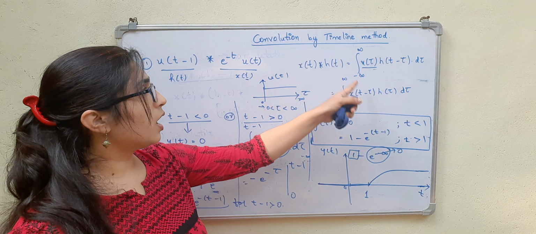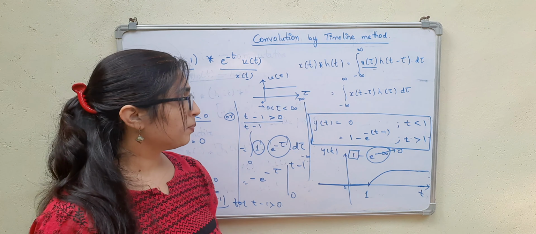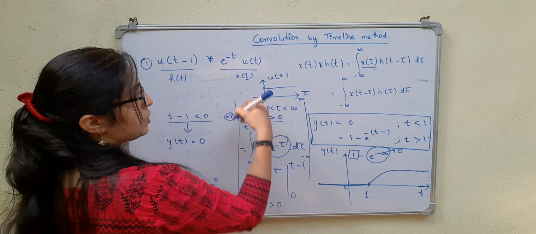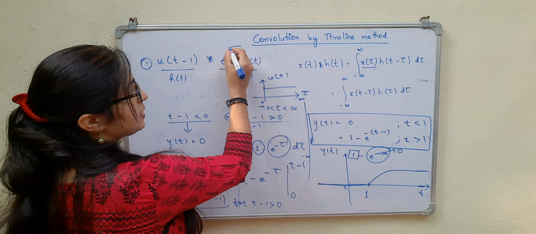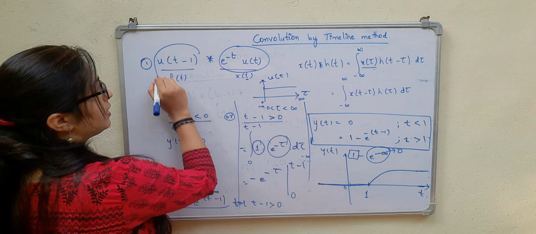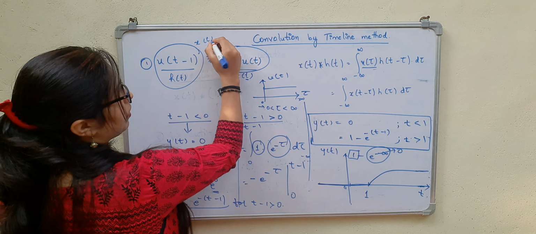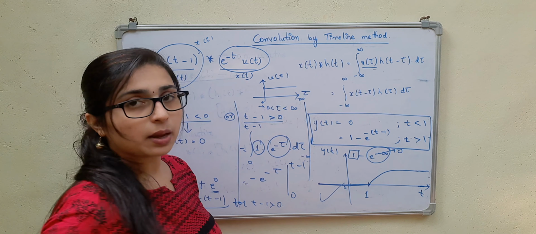So this is how the timeline method works. And you can also solve this same problem by considering this as h of t and this as x of t, and you will arrive at the same answer.